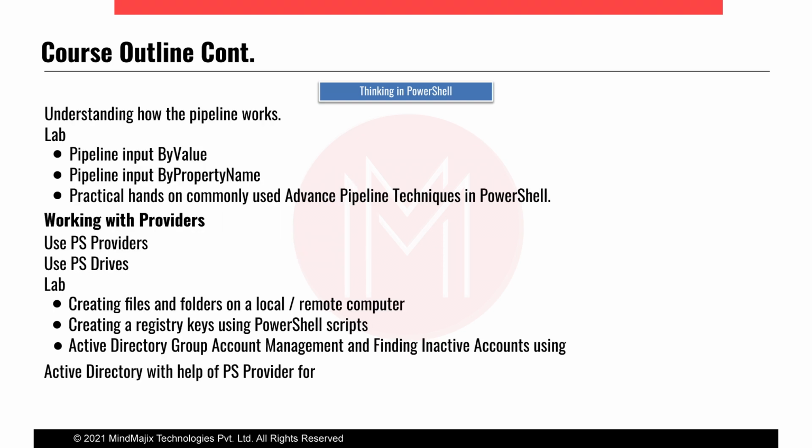So in this pipeline chapter, we will cover the lab: how to input by value, how to see the property by property name, and how to explore the different objects and cmdlets, and show some advanced pipeline techniques in the next chapter, because they are connected.